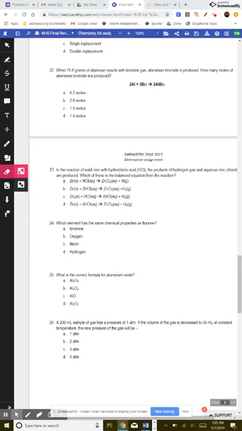Okay, number 22 is a stoichiometry problem. It says when 75.6 grams of aluminum reacts with bromine gas, aluminum bromide is produced. How many moles of aluminum bromide are produced? So first step to stoichiometry.